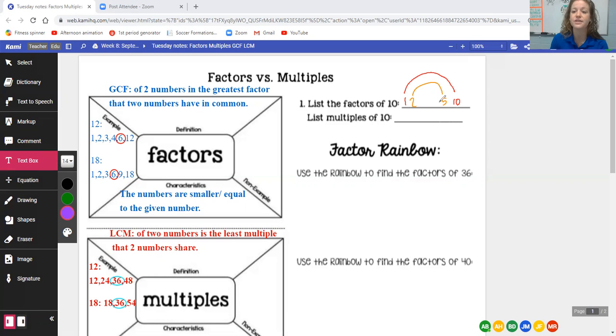Let's list the multiples of 10. So the first 5 multiples of 10, remember, when we're doing multiples, we're just skip counting. Okay, so we would start out with the number 10 and skip count by 10. So it would be 10, 20, 30, 40, 50. Any questions?